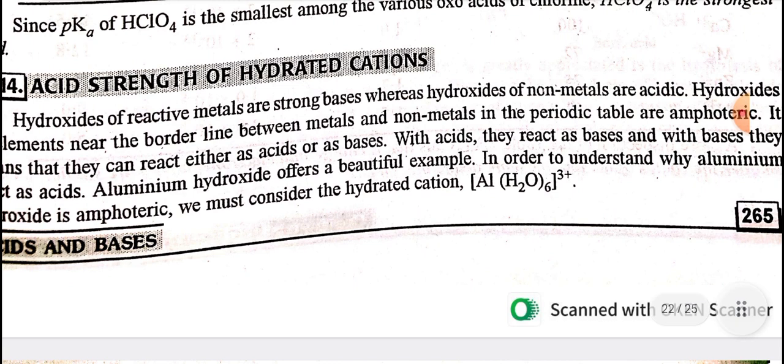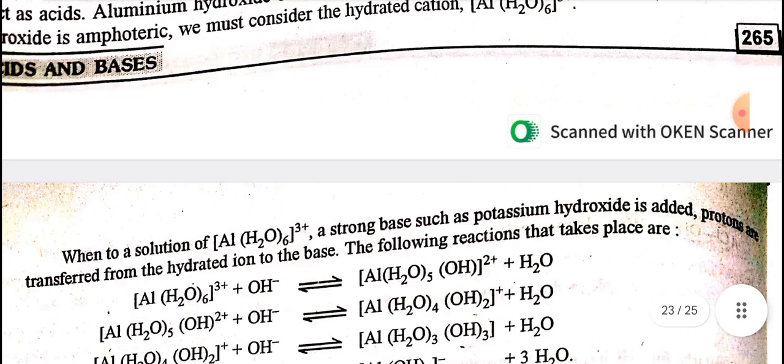Then comes acidic strength of hydrated cations. Hydroxides of reactive metals are strong bases, whereas hydroxides of nonmetals are acidic. Hydroxides of elements near the borderline between metals and nonmetals in the periodic table are amphoteric. It means that they can react either as acids or bases. With acids, they react as bases. With bases, they react as acids. Aluminium hydroxide offers a beautiful example. In order to understand why aluminium hydroxide is amphoteric, we must consider the hydrated cation [Al(H2O)6]³⁺.